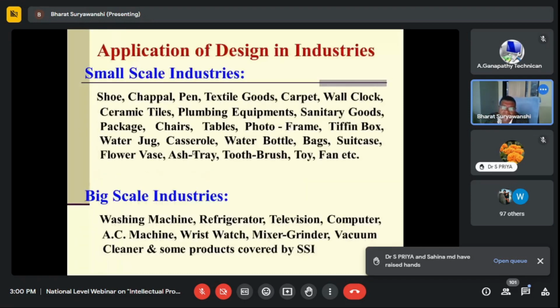In this you see the designs of shoes, Adidas, Puma, Kolhapuri, different chappal, pen, textile, goods, corporate, tiffin box, toys, fans, all come from small industry. If you go to big scale industry, washing machine, refrigerator, television, computer, AC machine, wristwatch, mixer grinder, all these are different kinds of industries whose products are being used and their designs are different.